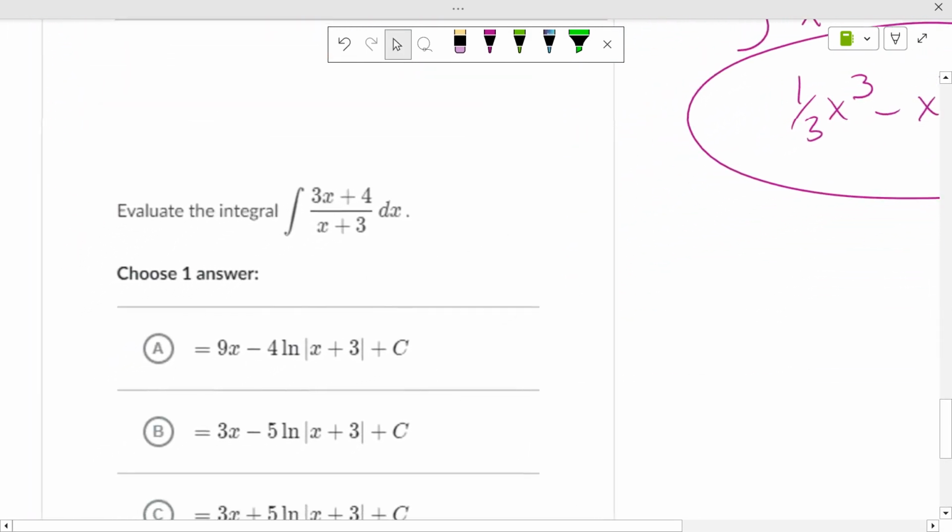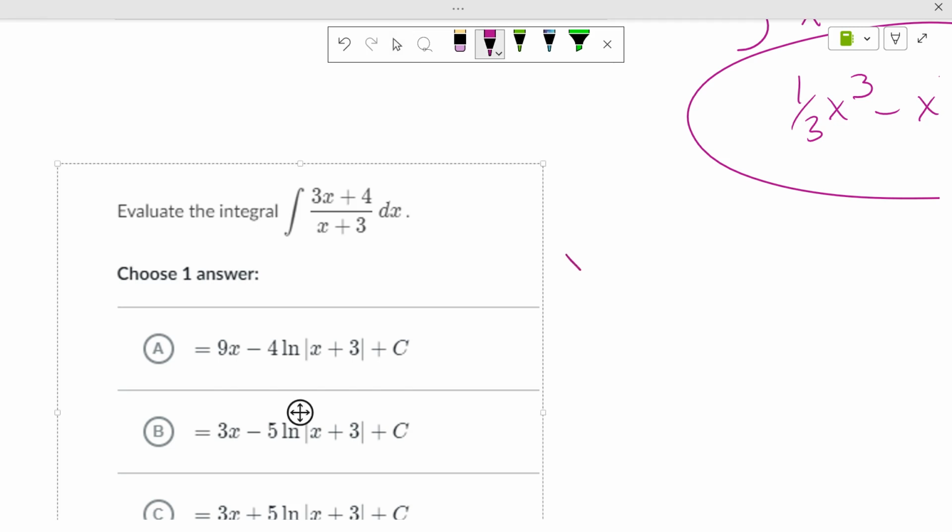Looking at this one. If we take the derivative of this, it's not going to be this down here. If we take the derivative of this down here, it's not going to end up to be anything like this. So we're just stuck. And when we're stuck, long division. Okay? When we're stuck, long division.